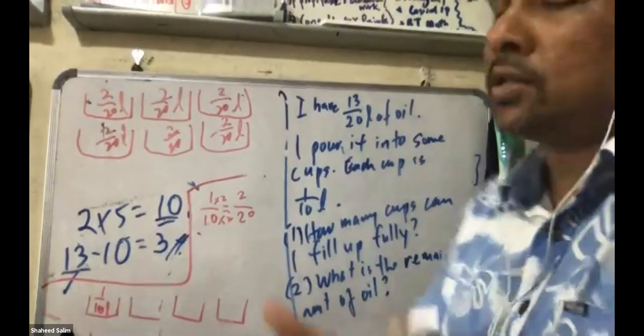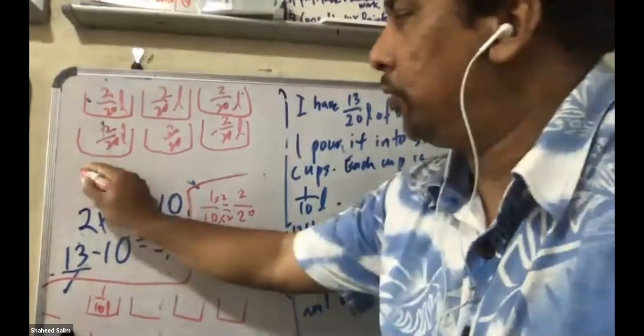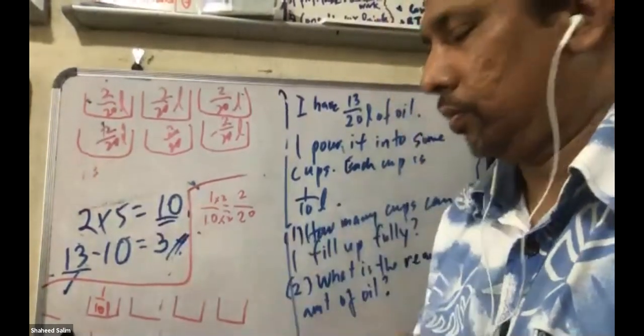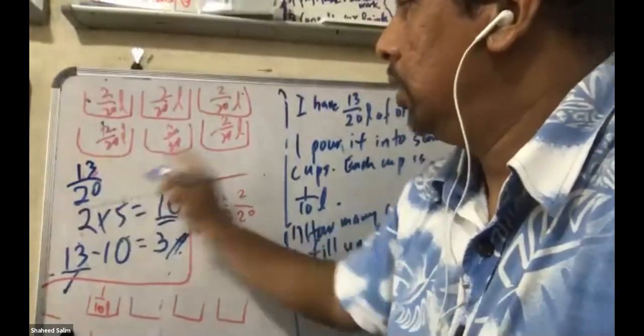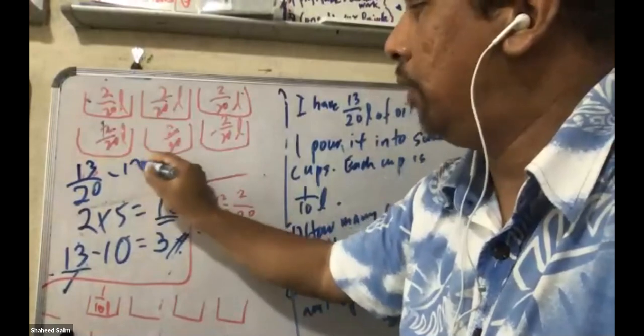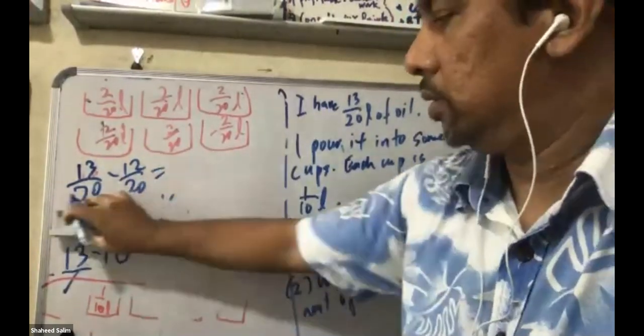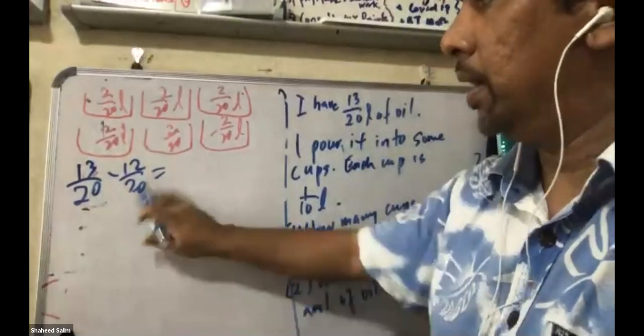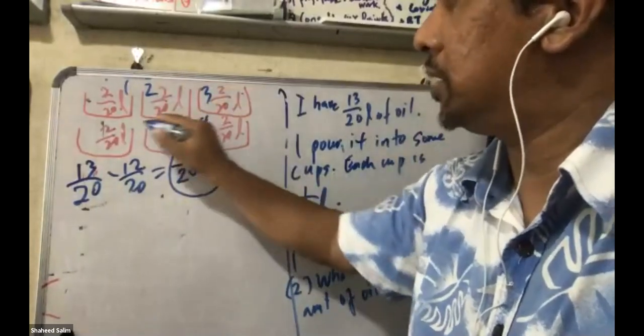So 6 cups. Then what is the balance? You have 13 out of 20. Now down here, the 6 cups hold 12 out of 20. What's your balance? 1 over 20. This is your balance. Number of cups: 1, 2, 3, 4, 5, 6.